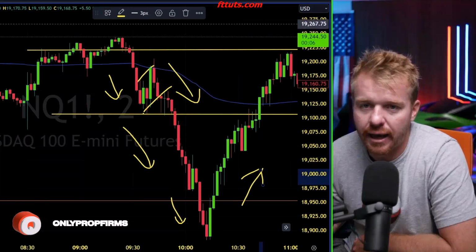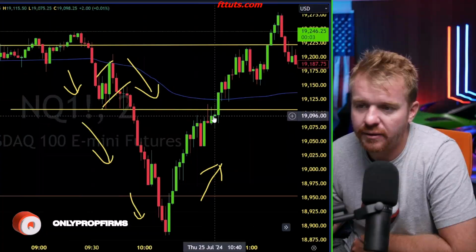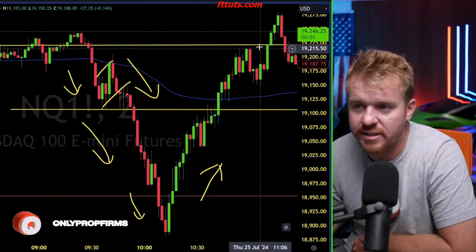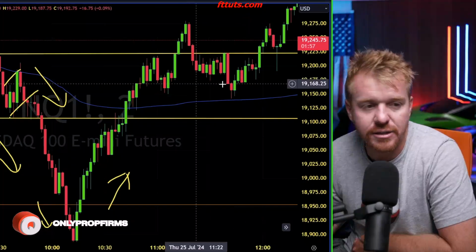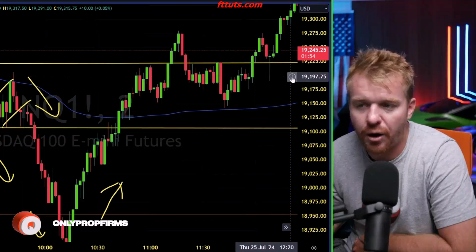Then it starts pushing back. But again, 15-minute range. We push back up. We turn it into a little bit of resistance. We finally break through there. We're back in the middle here. The middle now is acting as support. We're bouncing around the VWAP.